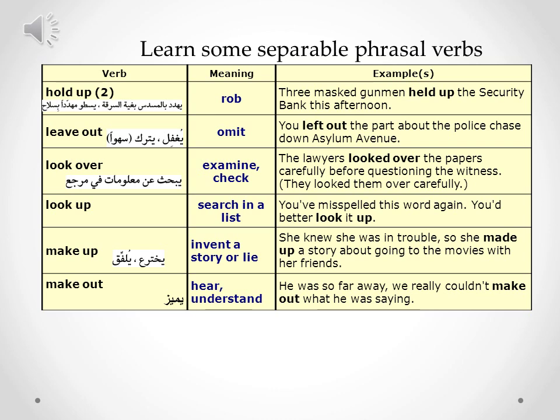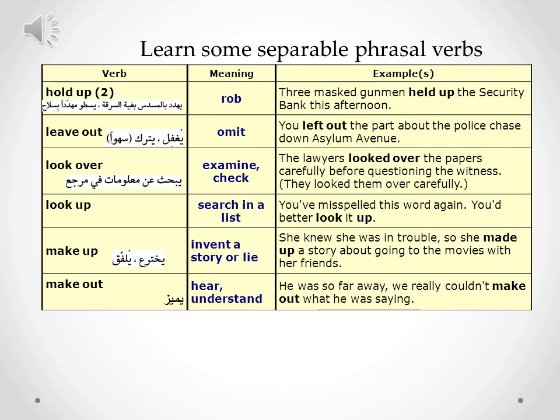The next phrasal verb is to look up, means to search in a list, normally for information. Example: you have misspelled the word again. You'd better look it up. Notice here that since we are using a pronoun, it, the phrasal verb cannot be separated. I read that rule to you at the beginning.